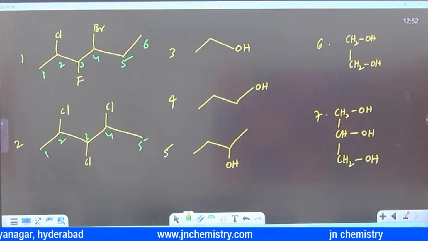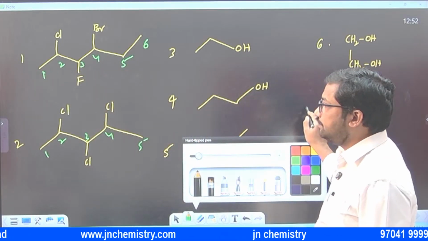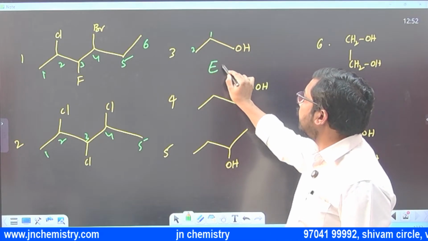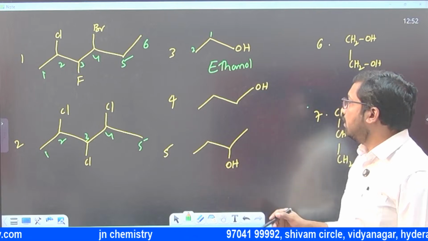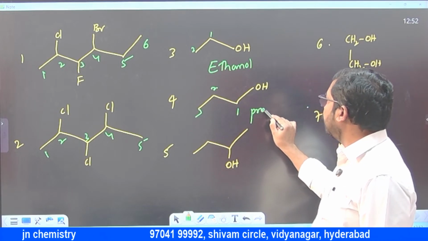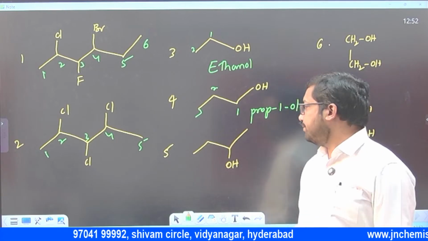Done, Anna. Next one, right? So this one, ethanol. Directly we can write, right? Ethanol. Ethyl alcohol is a common name. Next, this one, propanol or propyl alcohol is a common name.